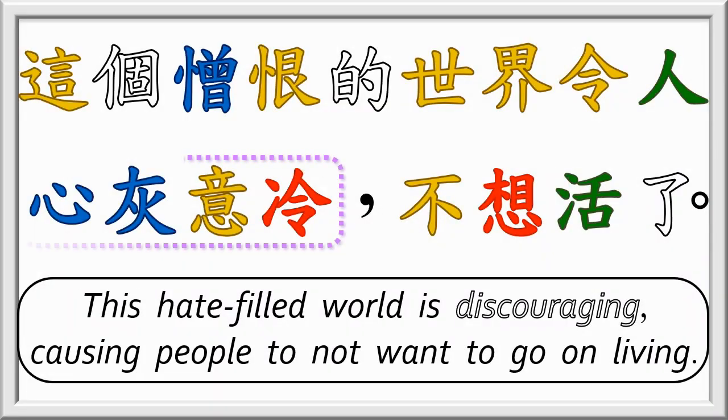Recall the idiom from lesson 14, 一了百了, literally, finish one, finish all, sometimes used as a euphemism for death as a means of ending all one's troubles. 这个憎恨的世界令人心灰意冷，不想活了。This hate-filled world is discouraging, causing people to not want to go on living.